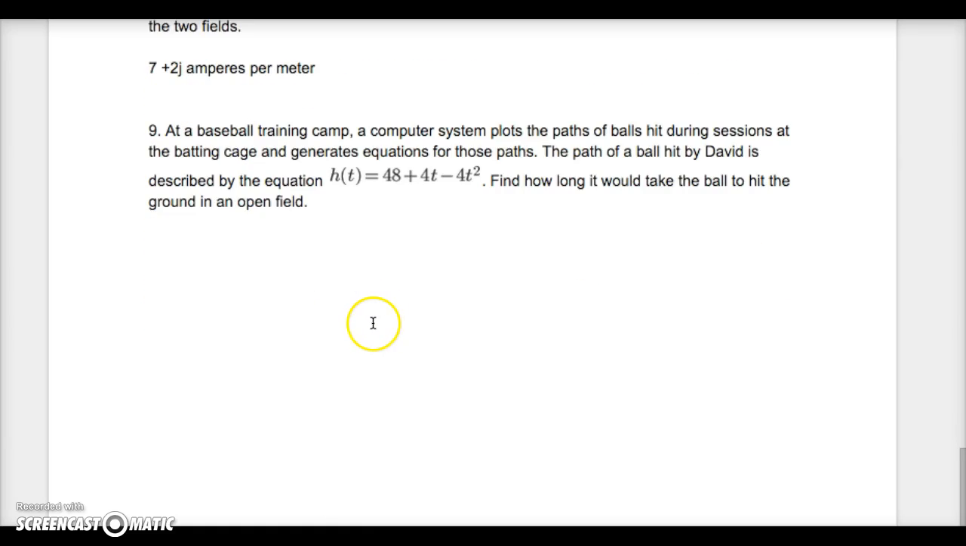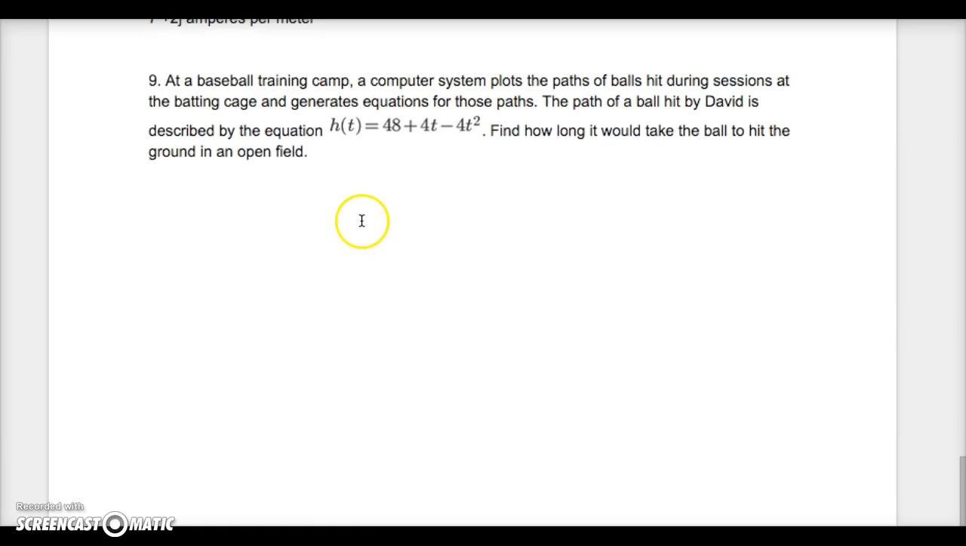Number 9. At a baseball training camp, a computer system plots the paths of balls hit during sessions at the batting cage and generates equations for those paths. The path of a ball hit by David is described by the equation h of t, the height at any point in time, is 48 plus 4t minus 4t squared. Find how long it would take the ball to hit the ground in an open field.